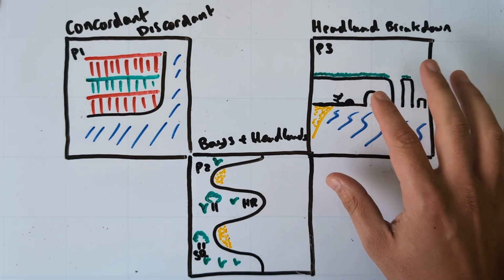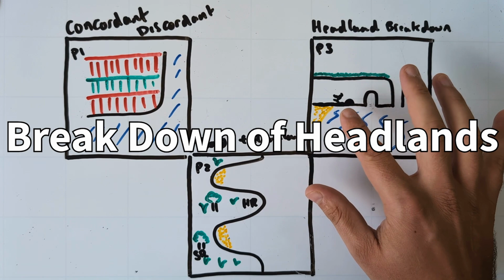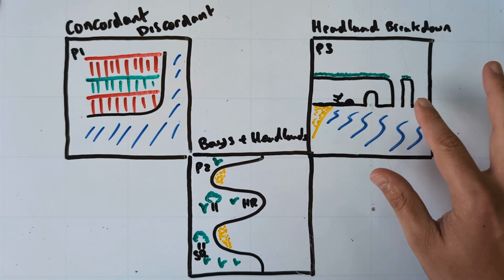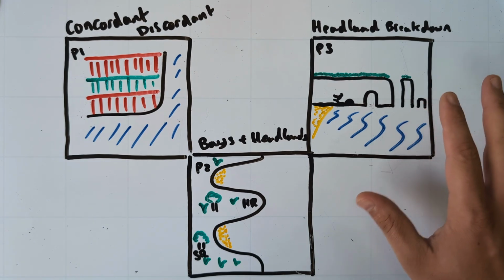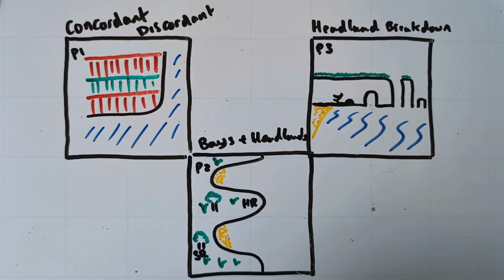Finally, we'll look at what happens to the headlands as they break down over time, how they move from a crack to a cave, an arch, a stack, and a stump. Okay, so we're basically going to zoom in to each of these 3, and you just tune in to whichever part is most relevant. So let's do it.